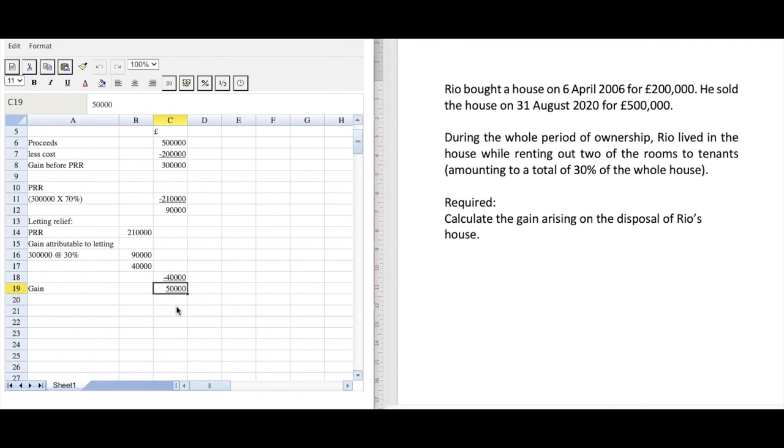Another thing to watch out for in exams is if we did have a period where the owner of the property was away from the property and was renting it out, then that would qualify for private residence relief, so letting relief wouldn't be relevant in that case. Letting relief now has to have joint occupancy between the owner and the tenant. So at the same time they have to be there. So letting relief doesn't apply where the owner moves out and rents out the whole of the property.